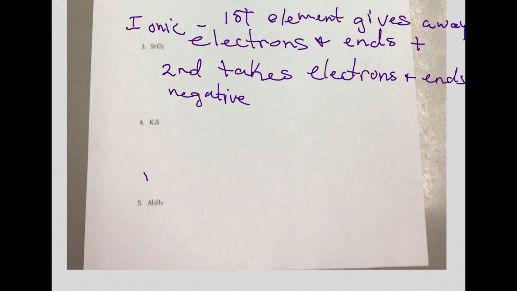And each element needs a separate color. Each atom, even if it's the same element, needs a separate color. So I'm just going to start with K here. Potassium is in group 1A on the periodic table, so it has 1 valence electron.